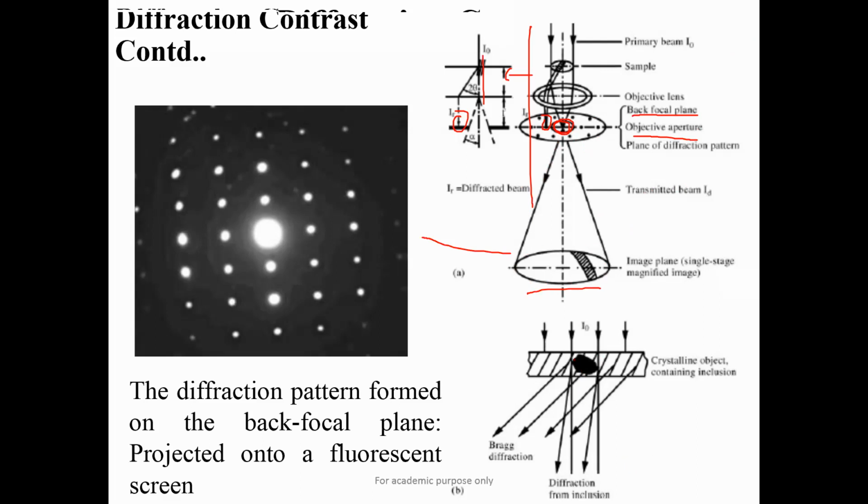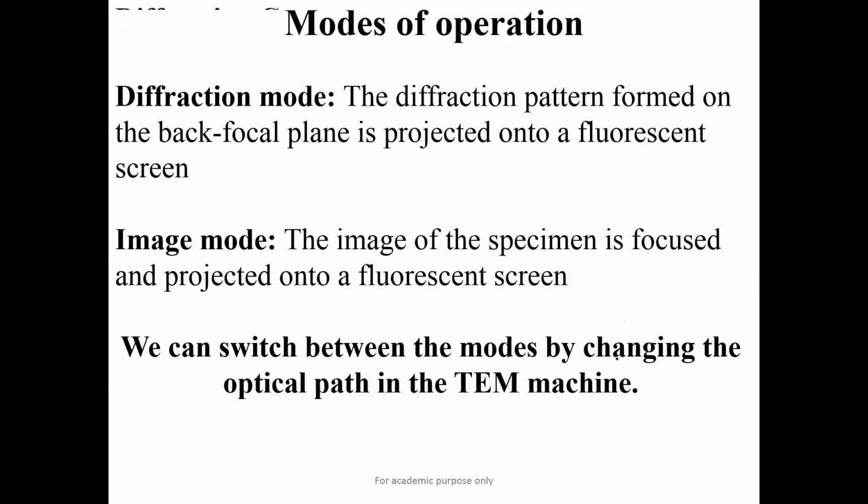Suppose you have some inclusion and these planes as well. The incident beam will get deflected, and there will be mass density contrast also. If you want to see mass density contrast, you have to focus whatever is in the image plane onto the fluorescent screen. This is how we can select. Suppose some inclusion is there, we can avoid this area and take the electron beam from the parallel planes. So there are different modes of operation.